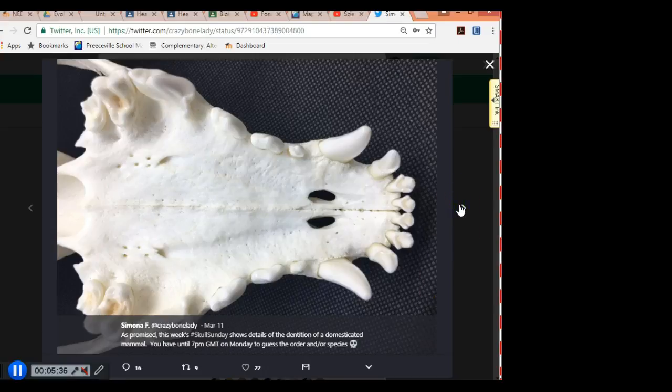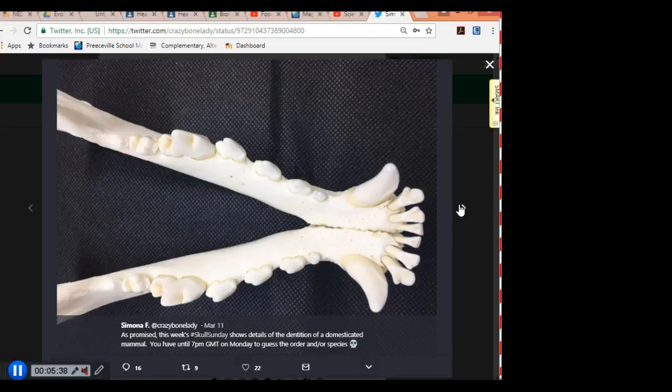Let's look at the bottom part of the jaw. Again, we could do teeth counts that would help us to identify what this organism could be. Are there any other characteristics that help you? The V shape. That is something that is very characteristic of the Canis genus.